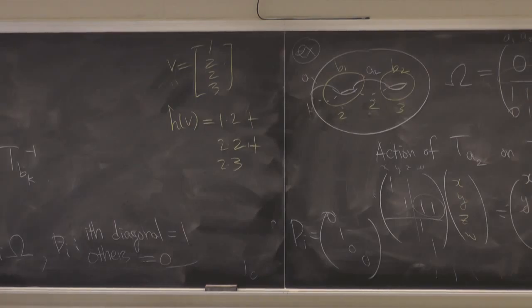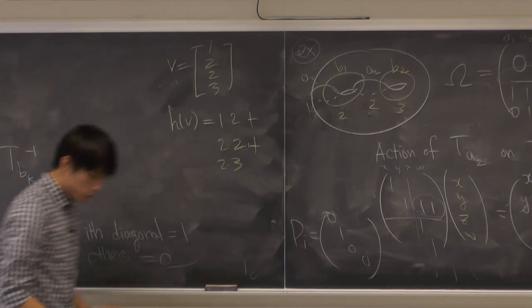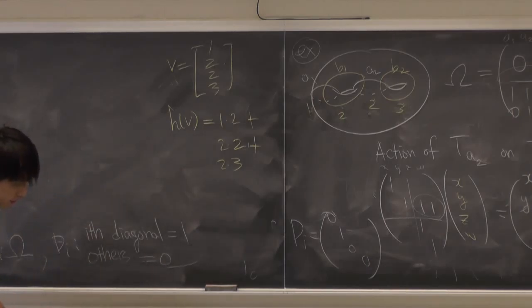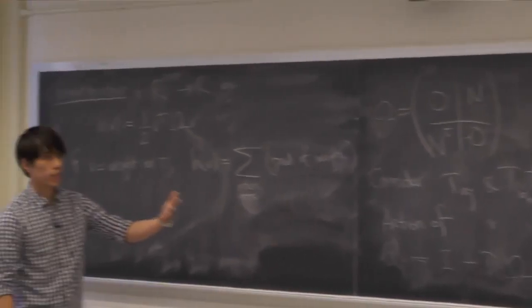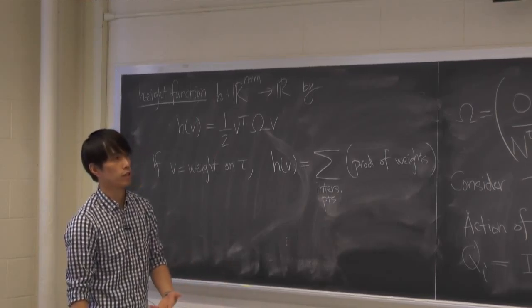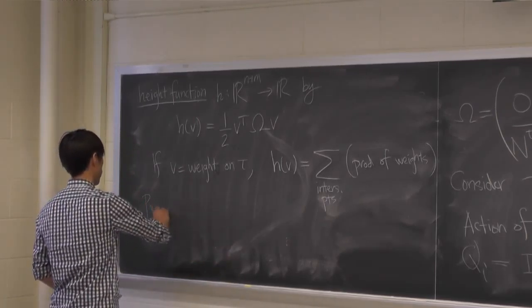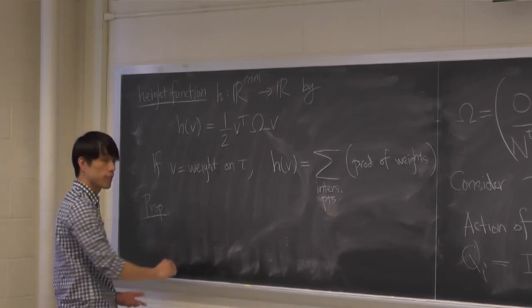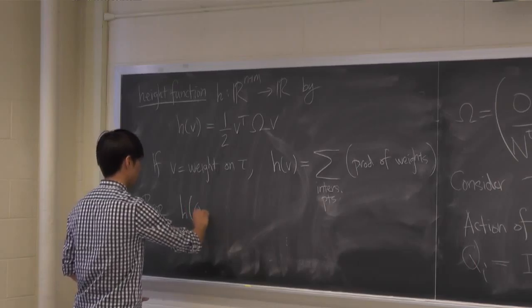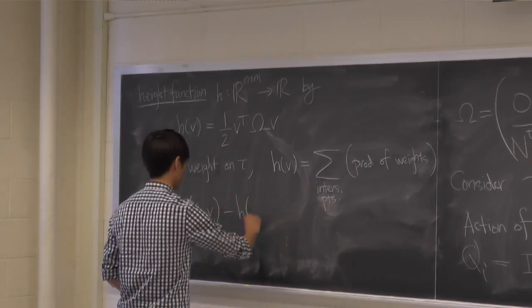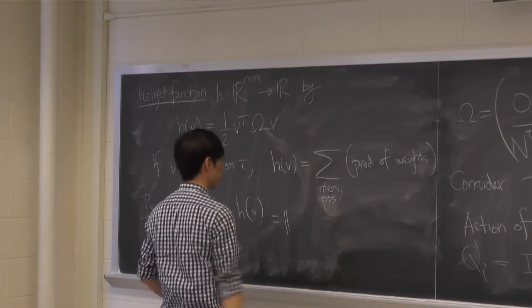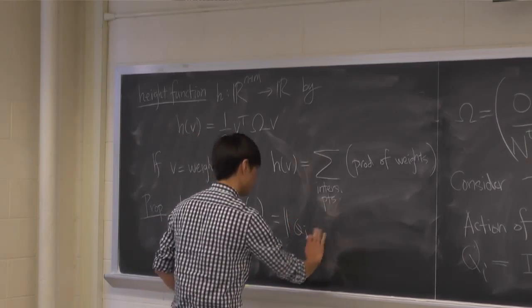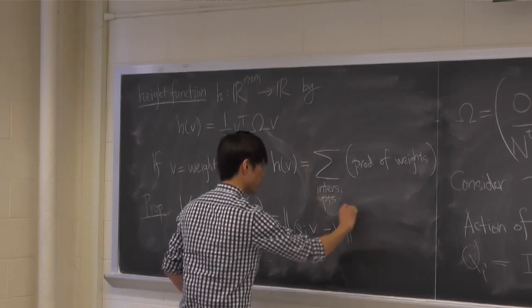using the assigned weight. And this height function satisfies a very interesting property. It's going to be a non-decreasing function under the action of the semigroup generated by the Q_i, under the action of the Dehn twist. So, proposition. More precisely, the difference of values between V and Q_i V, we can compute that directly, is the norm squared of the difference between Q_i V and V.